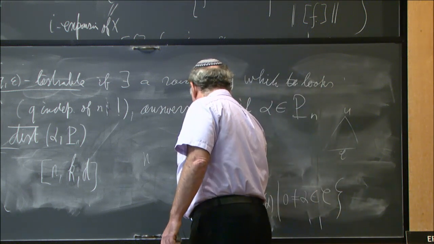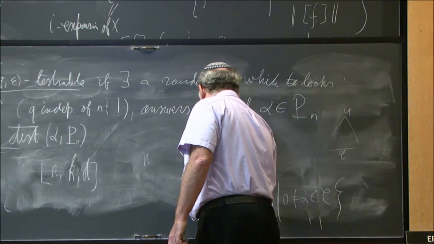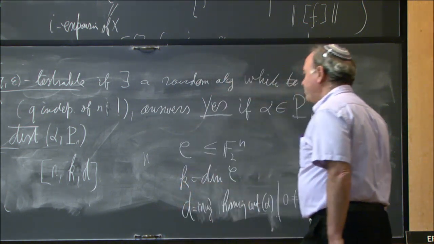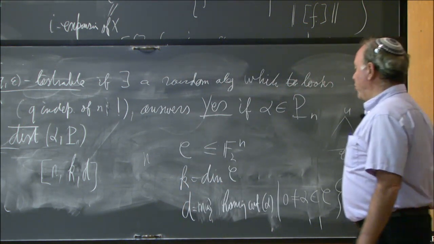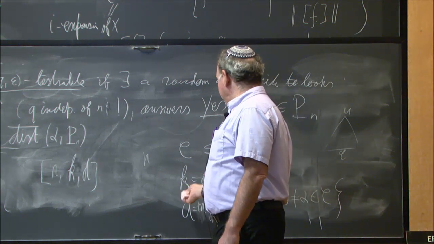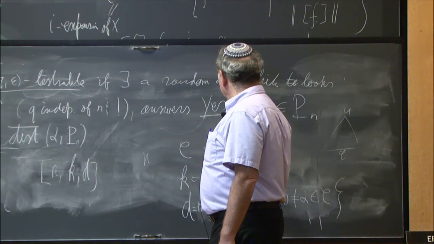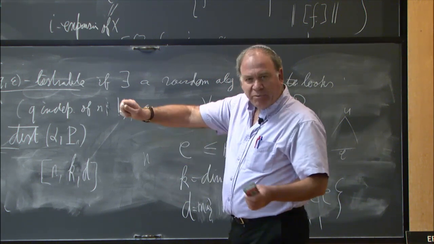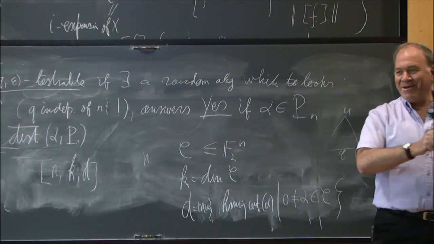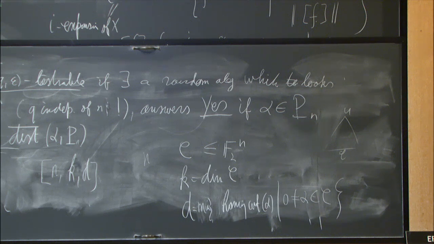Yes, this is the minimum over all alpha. And a code is called good if K and D grow linearly with N. When we say code, we are not engineers, we are mathematicians, so we always mean an infinite family of codes when N is going to infinity. And if K and D both grow linearly with N, then this is called a good code, or if you want, a good family of codes.